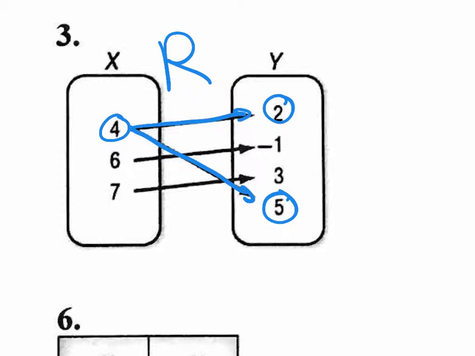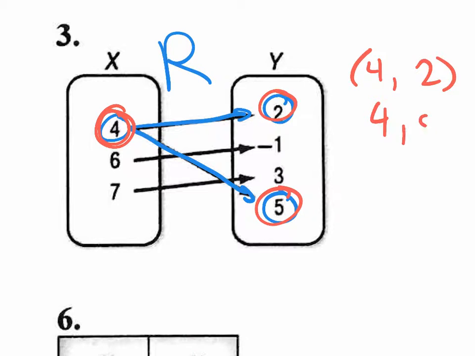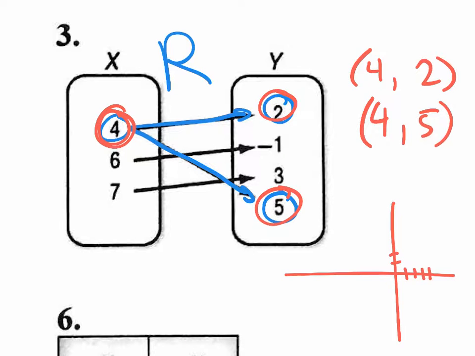You could even think about this visually, like with coordinates. Like you could think of the coordinate 4, 2. Your input's 4, your output's 2. And you could think of the coordinate 4, 5. Your input's 4, your output's 5. And visually, on an XY plane, 1, 2, 3, 4, 1, 2 is right here. That's 4, 2. And 4, 5 would be up here.